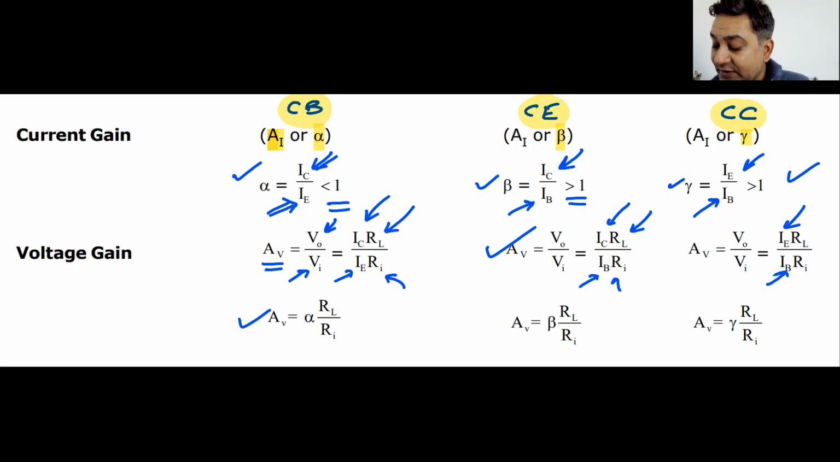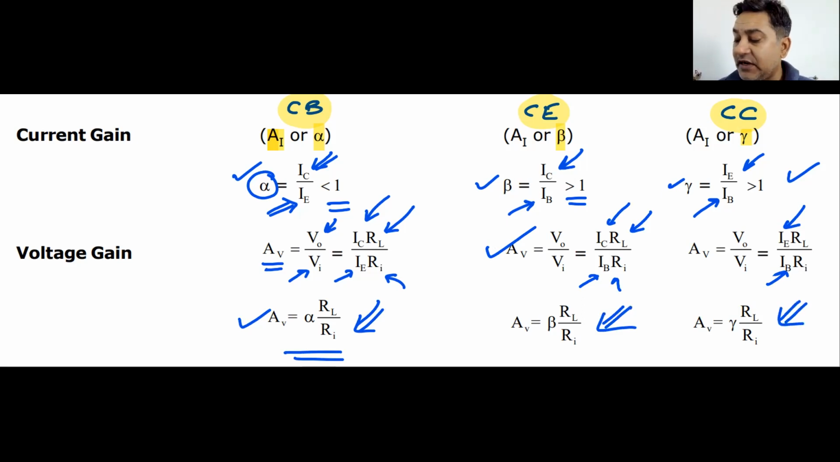And then we can write a formula. We know the value of alpha from here. So we can write it in terms of alpha multiplied by RL by RI. We can write it as beta multiplied by RL by RI. You can write here gamma multiplied by RL by RI.